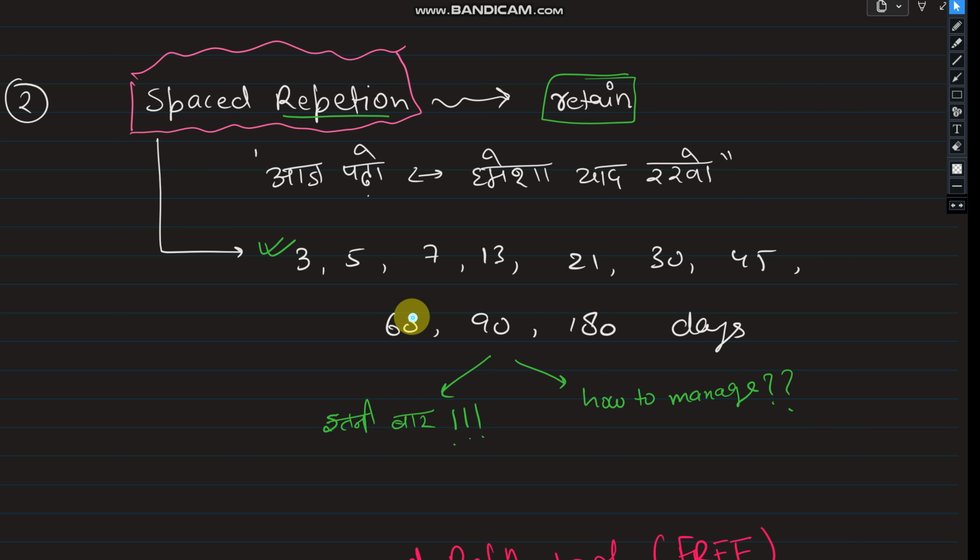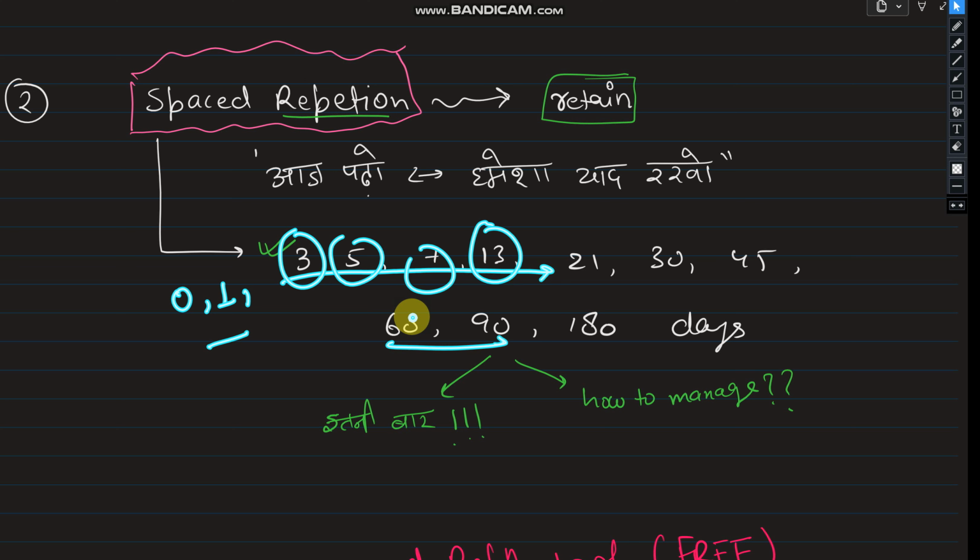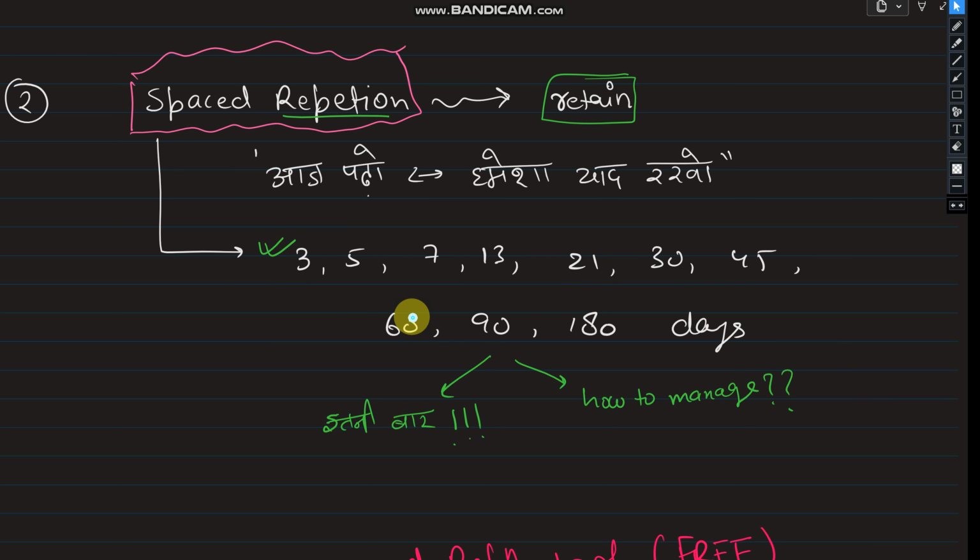Let's say you learn a topic and we call it day 0. Then you have to revise immediately after it, then follow this sequence: 0, 1, 3 days, 5 days, 7 days, 13 days, 21, 30. So that goes on and on. If you do this drill, nobody can pick that topic out of your brain. It will be ingrained in your subconscious mind.